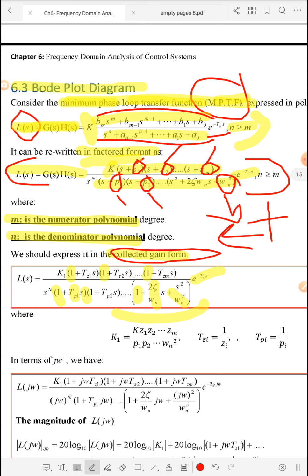Okay, so in this case, if we replace s by 0, the first term will be 1. This will be cancelled, this will be cancelled, because s is 0. This will be cancelled, and this will be cancelled. So it will be k1 multiplied by 1, 1, 1, 1 divided by 1, 1, 1, 1, after calculating the proper system type. Take into consideration the system type.